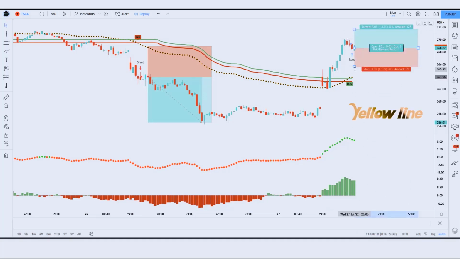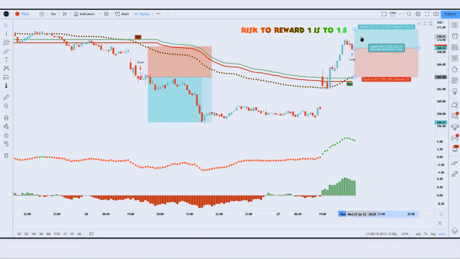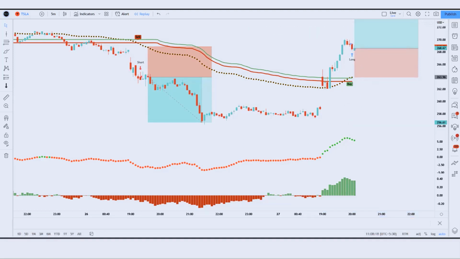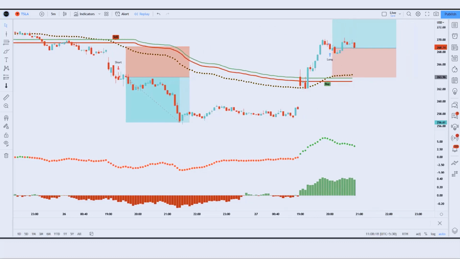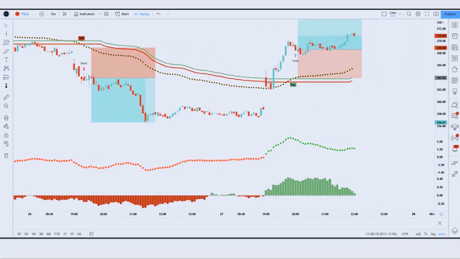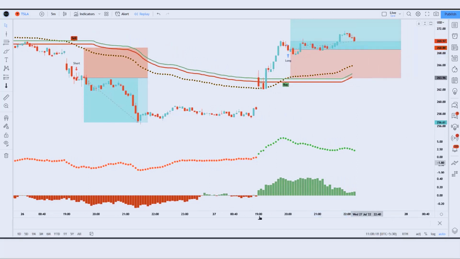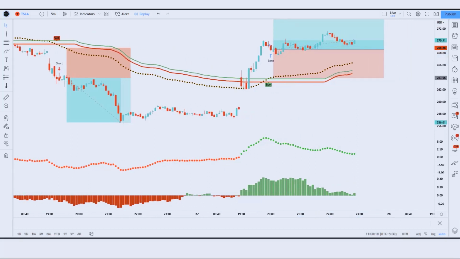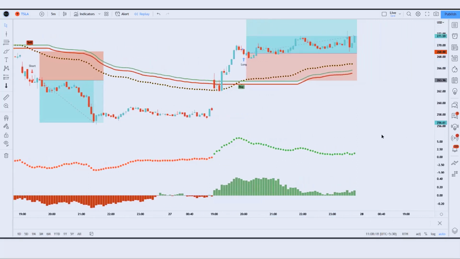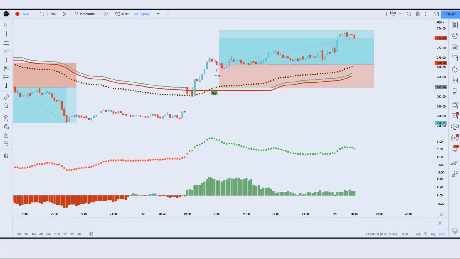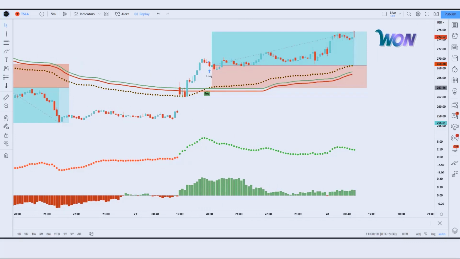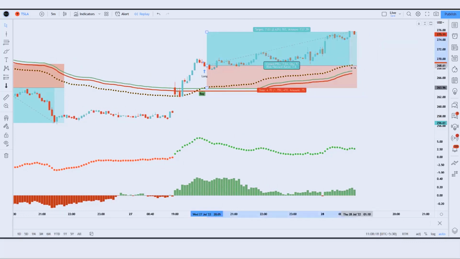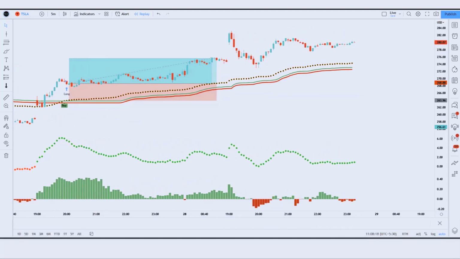Our stop loss will be placed at the yellow line of twin optimized trend. And the risk to reward ratio will be 1:1.5. The market has completely hit the target. I hope you must have understood this trading strategy.